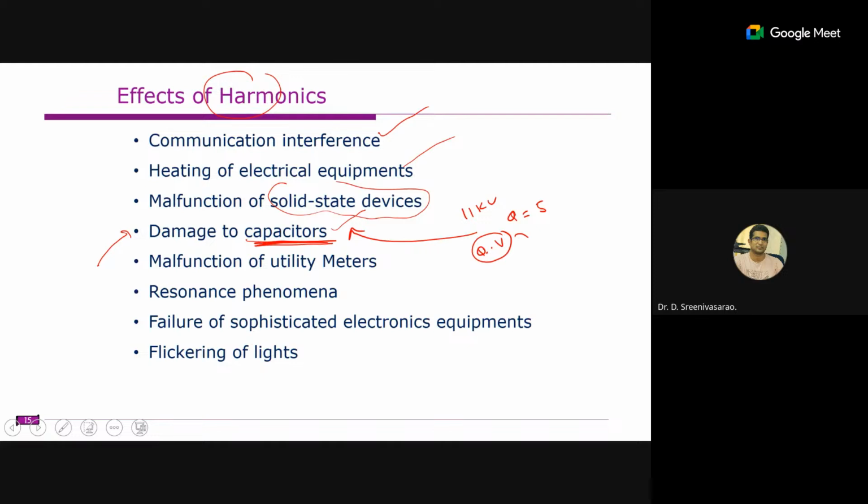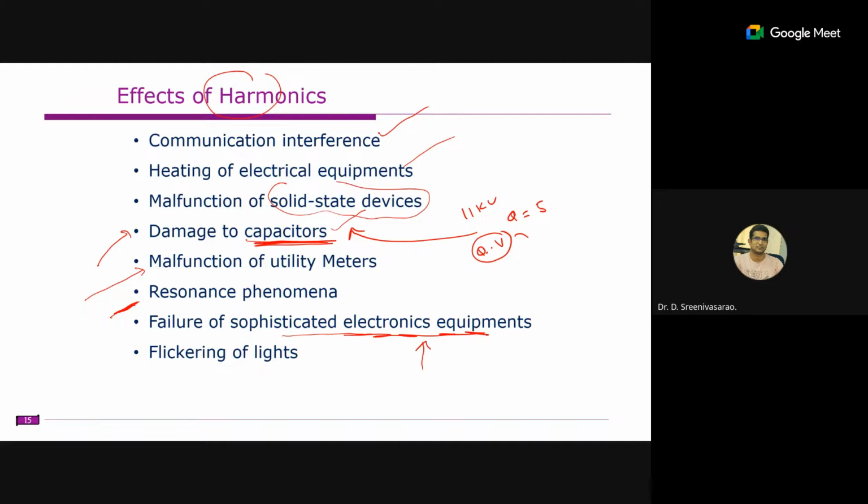So that means it is very high. Some malfunction of utility meter. Some utility meters may show higher readings that may cause losses to the consumers or to the power utility. So resonance phenomena as well, as we discussed.